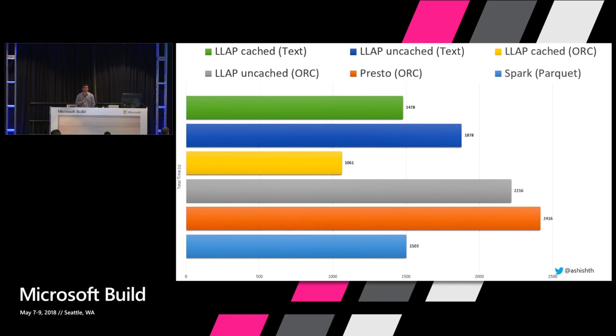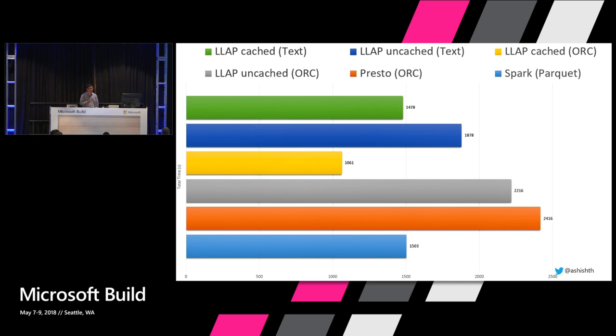If we look at the results in terms of the total time for running these queries, the first one is LLAP, which is interactive query with the text, at 1,478 seconds. If you compare that with Spark, that was 1,503 seconds. Again, this wasn't the Databricks Spark. This is the Spark that's running within the cluster. Those are seconds, yes, for 45 TPCDS queries and a 1 terabyte data set. Of course, LLAP with the cached data was 1,061 seconds. That was the best.